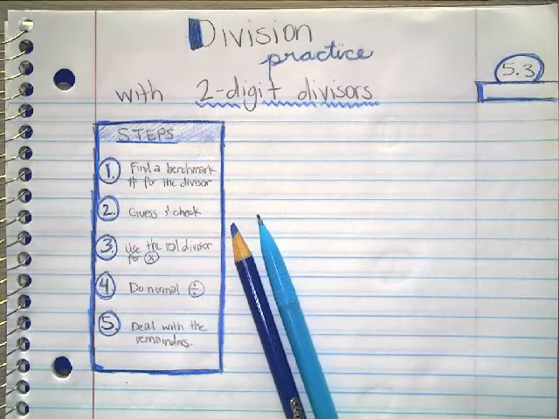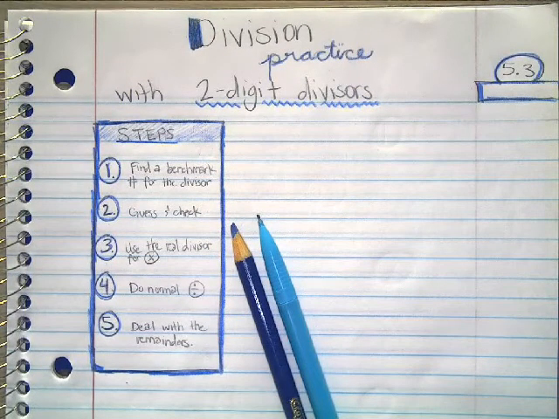All right, this is lesson 5.3. We are doing some division practice with two-digit divisors again. All you will need is a blue for this. I'm using a blue colored pencil. You could use a crayon if you'd like, but make sure it's a crayon or colored pencil.